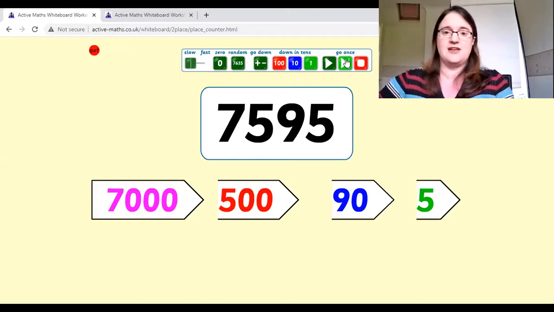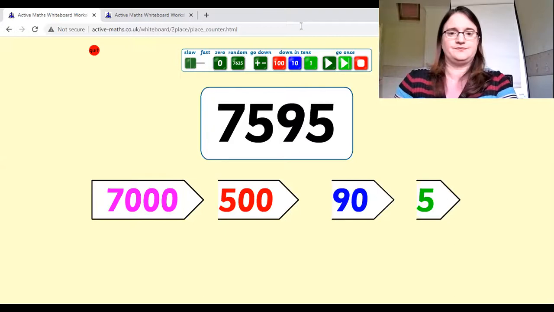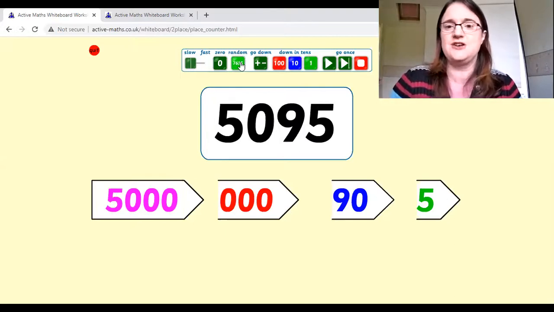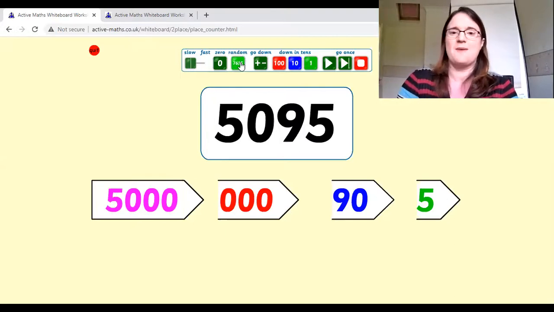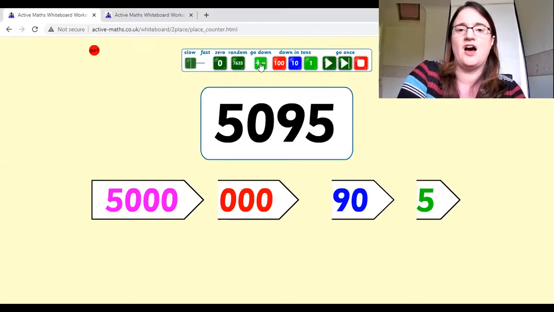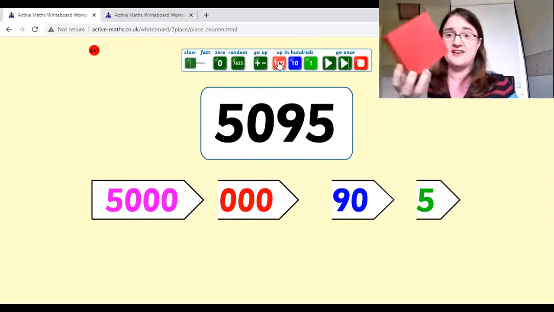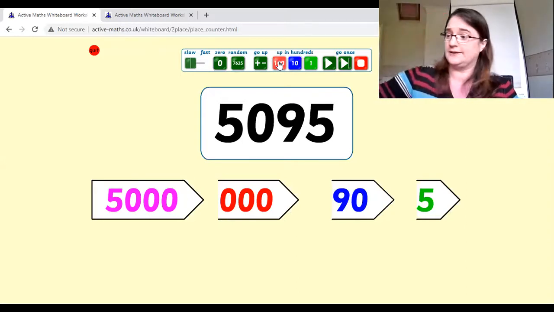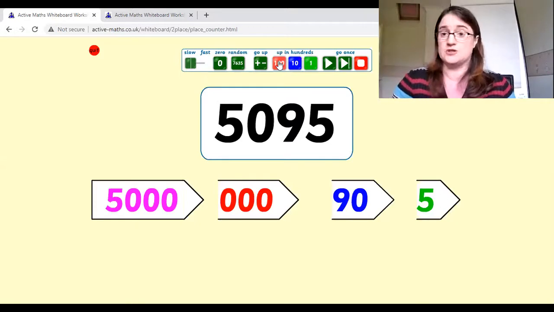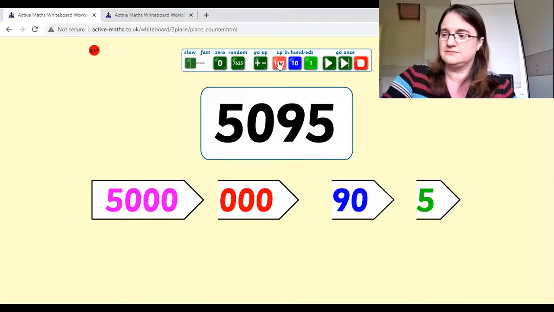So if I've got a number, let's create a new number, 5,095. Okay, and I'm adding on 100 each time. So I'm going up in hundreds. At the moment, I've got 5 of these thousands, haven't I? I've got no hundreds at all, so I haven't got any of those at the moment. I've got 9 of these, and I've got 5 cubes, got 5 ones.